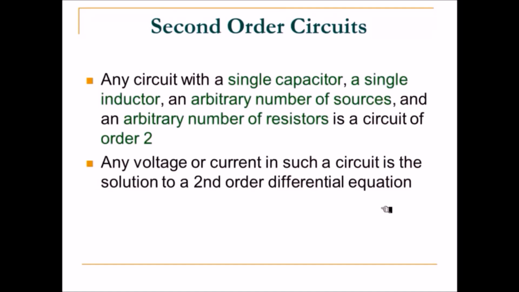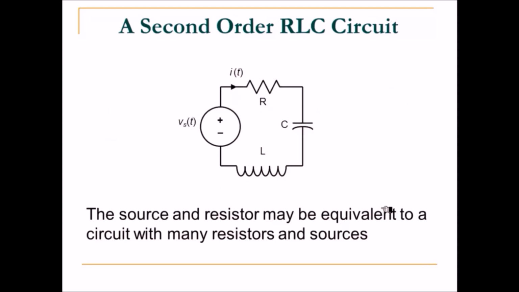Second order circuits: any circuit with a single capacitor, a single inductor and an arbitrary number of sources and resistors is a circuit of order 2. Any voltage or current in such a circuit is a solution of a second order differential equation. So second order circuits, as I mentioned, will have order 2 differential equations for voltage and current. Consider the case of a resistor, capacitor and inductor connected in series with a voltage source V of t.